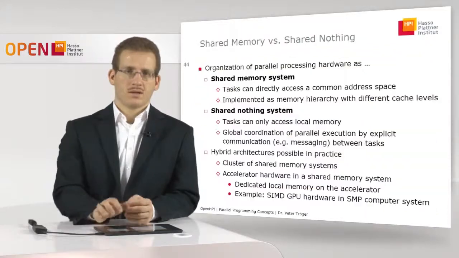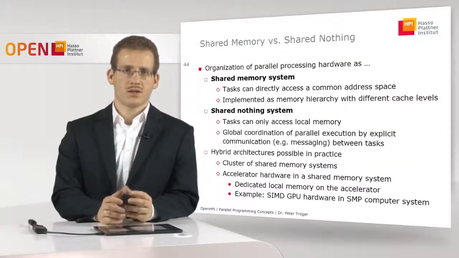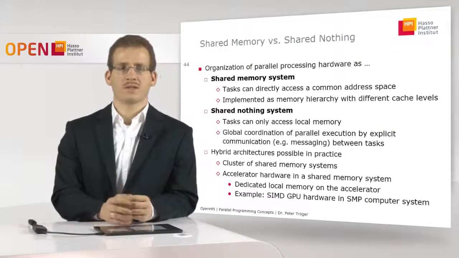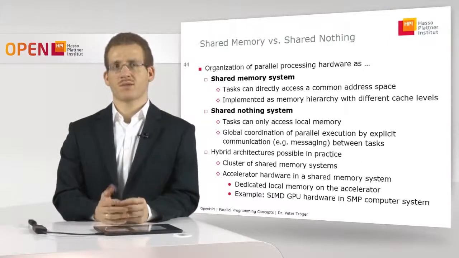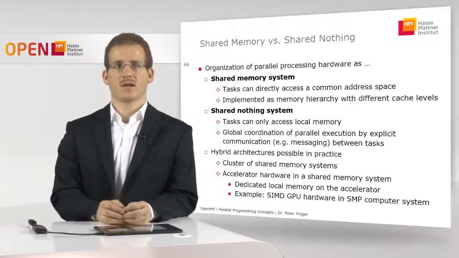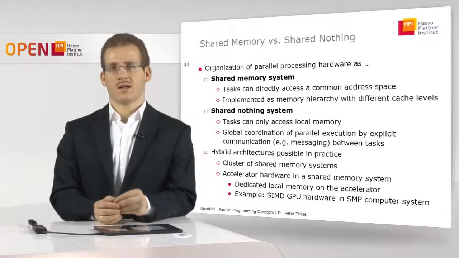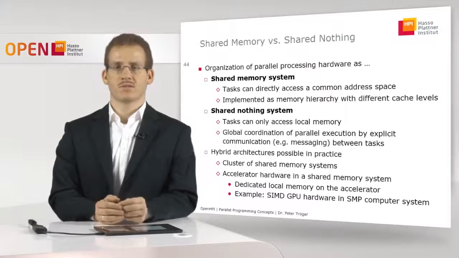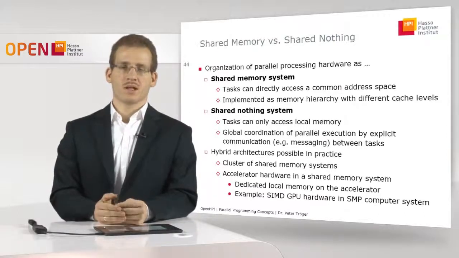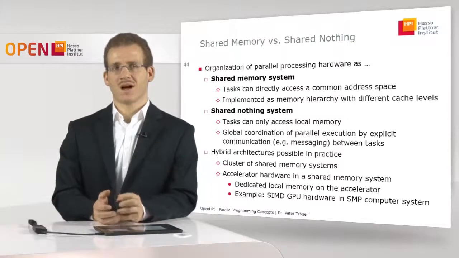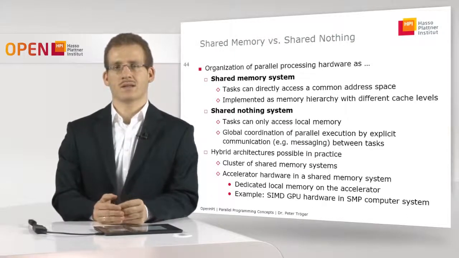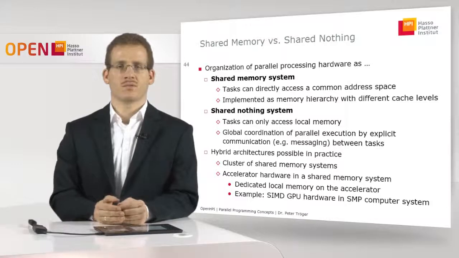So the typical categorization of these parallel hardware levels from a memory perspective is the distinguishing between shared memory systems and shared nothing systems. Parallel processing hardware organized as a shared memory system means that the processing elements all share common main memory, which means that all of the tasks can theoretically access the same kind of memory, the same kind of data that is stored in this memory.